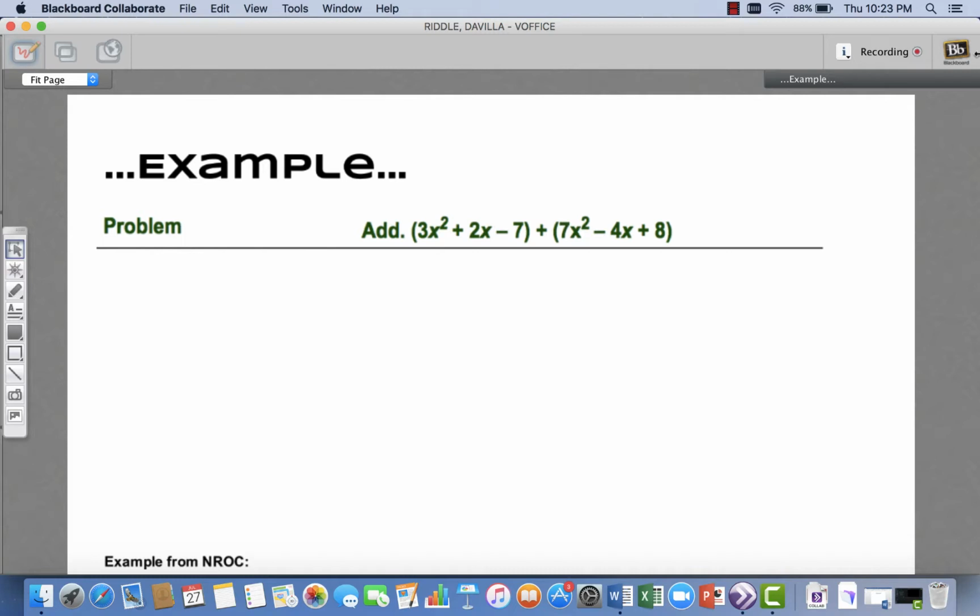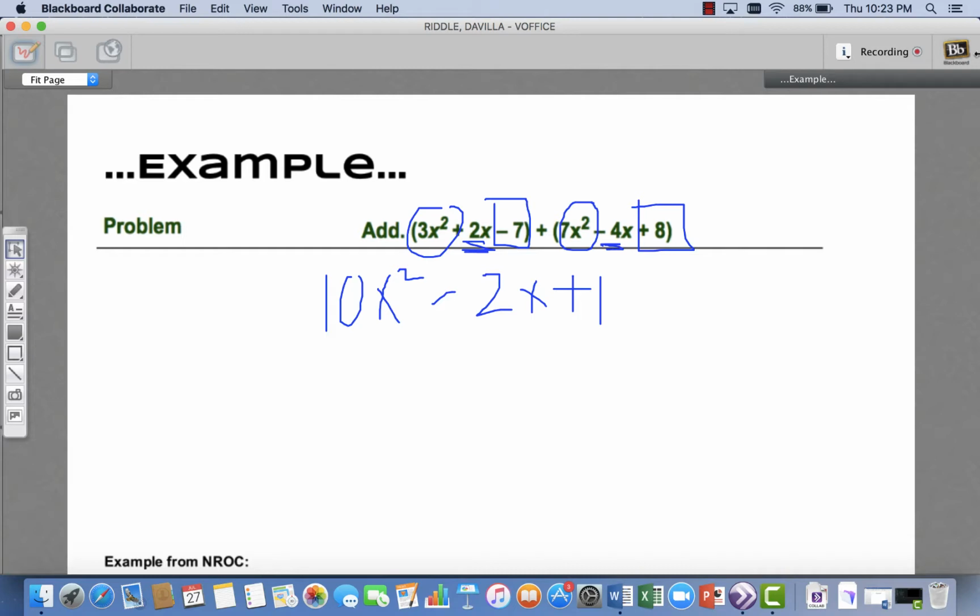Okay, so your final answer is 10x squared minus 2x plus 1. And that looks great. That is the right answer. I'll just write it on the board right now. 10x squared minus 2x plus 1. Awesome job, Kyle. What you did was you combined these two terms because they have the same x squared variable, and then these two terms since they only have the x, and lastly, these whole numbers since there's no variable attached to them. Great job.